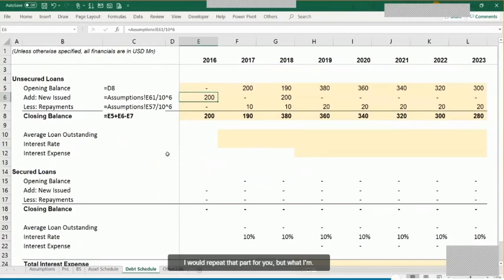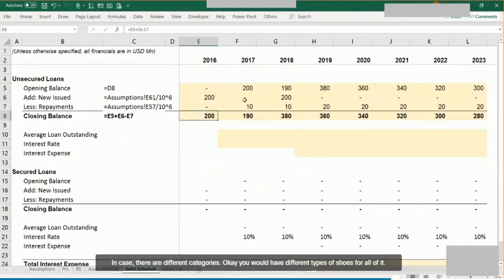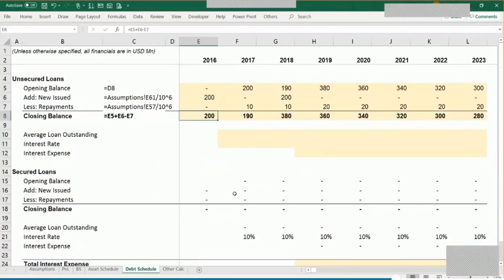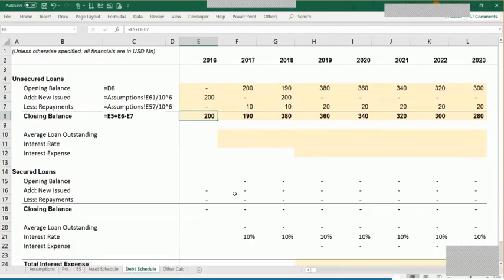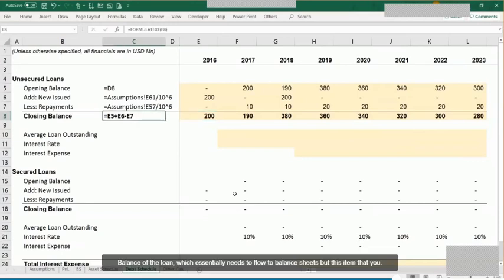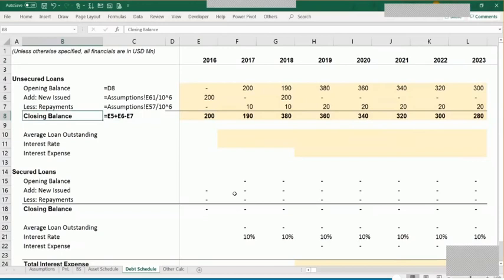But what I've discussed right now is that in case there are different categories of debt, you would have different types of schedules created for all of it. And in case the details of the individual categories of the loan are not available, you could create a common schedule and work out a common or an average weighted average interest rate, which would be used for interest computation. So this is what we have right now. In row number 8, we have got the closing balance of the loan, which essentially needs to flow to the balance sheet. So this item that you see, closing balance, is relevant for the balance sheet.